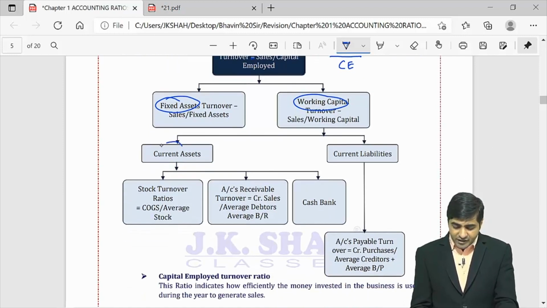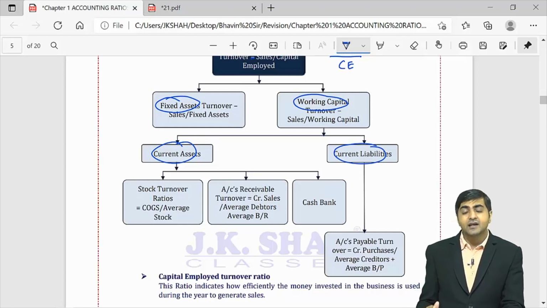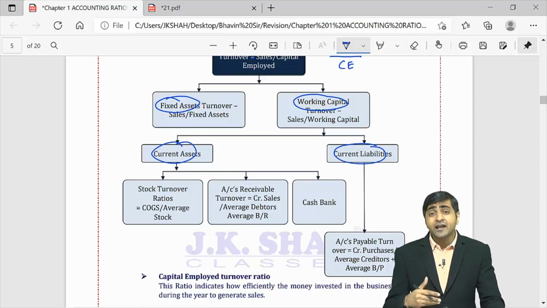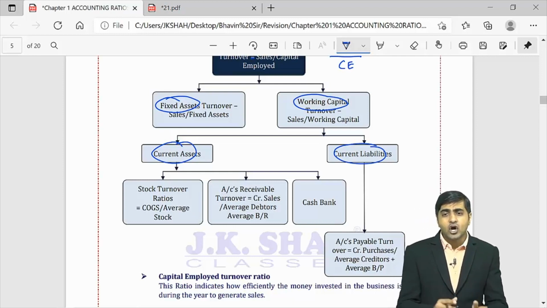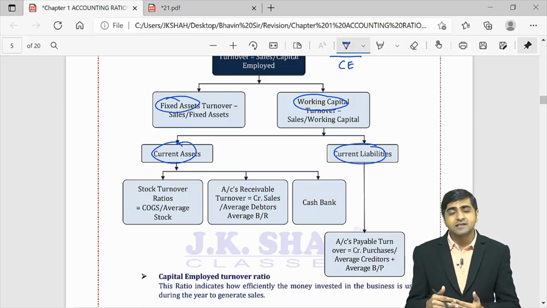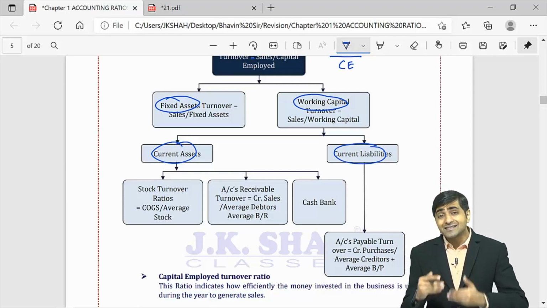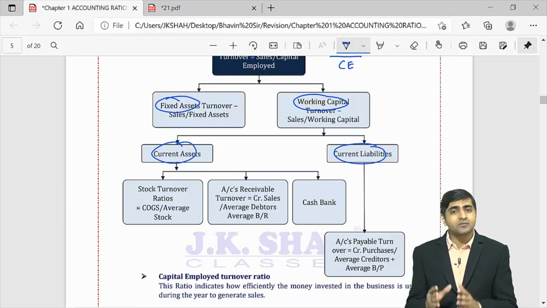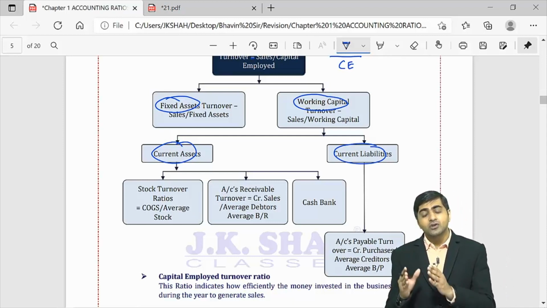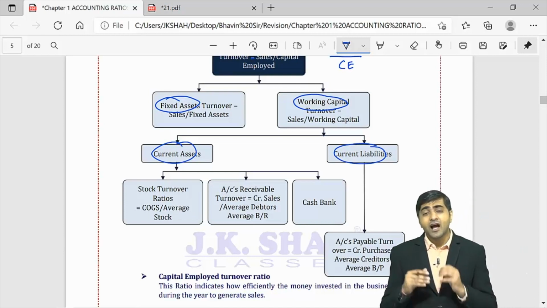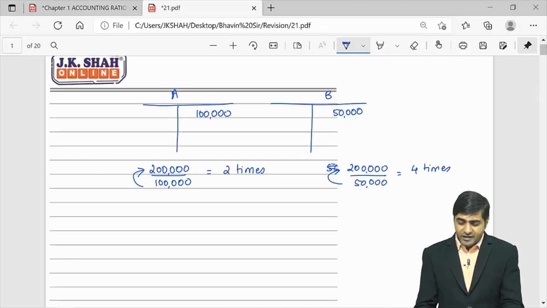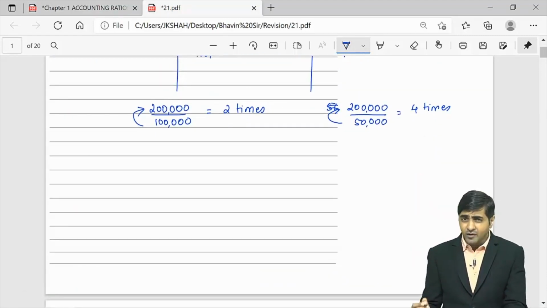Guys, working capital is further divided into current assets and current liabilities. Now, when we are talking about your current assets, we are talking about in how much period of time your stock or debtors get converted into cash. So how many times the stock is rotated in the business, or how many times your debtors are liquidated in the business, that is something which we are going to consider in your stock turnover ratio and your debtors turnover ratio. Your creditors turnover ratio will signify how many times in a year you have to make the payment to your creditors.